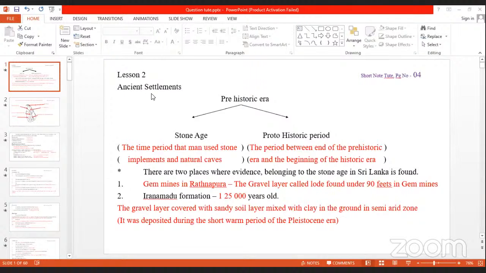So I'm just going to start from the beginning. The second lesson I'm going to start, that is regarding the ancient settlements. You can take the short note tude and turn to page number 4. I'm going to go to the slideshow now.